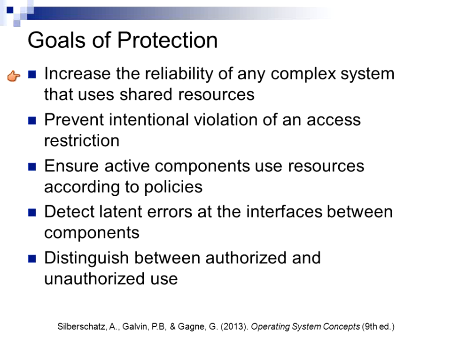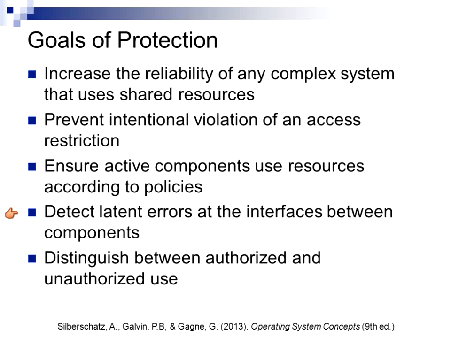So some of the goals of protection are to increase the reliability of a system that uses shared resources. We want to make sure that an application, whether intentionally or unintentionally, is not corrupting the resources that another application needs. We want to be able to prevent intentional violation of an access restriction. Okay, we want to make sure that our programs and our users are not accessing things they're not supposed to be. We want to ensure that active components use resources according to policies. In other words, programs, processes, they're only using the resources the way they're supposed to be using them.